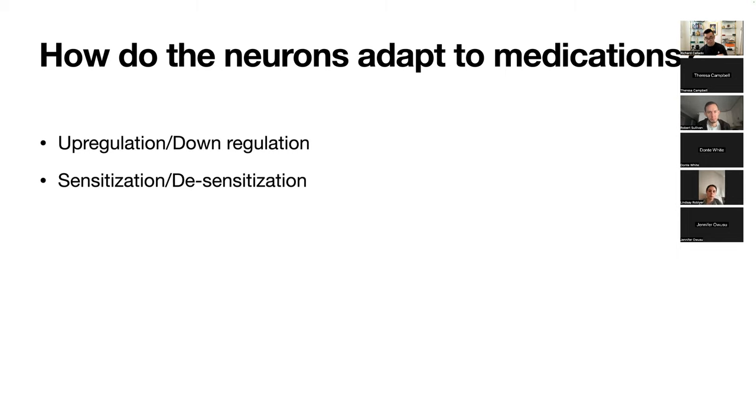If you're agonizing it, let's say in ADHD, you're giving someone an amphetamine, you're increasing the secretion of dopamine. What happens to that postsynaptic neuron to protect itself? It's going to downregulate, which is going to remove receptors. It's going to desensitize.